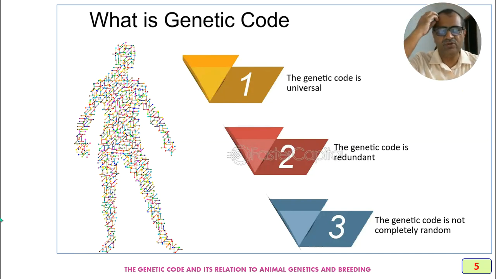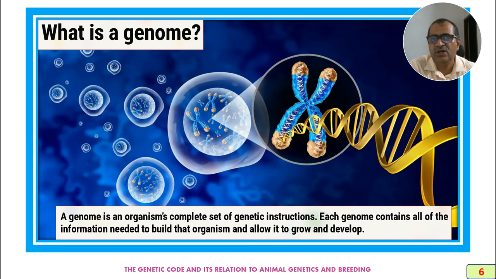It is a universal phenomenon which determines the phenotypic and genotypic characteristics of any living being on this earth, from the smallest virus to the very big mammal, the whale. The genetic code is universal in nature, and it is not completely random in structure. So we need to understand what the genetic codes and traits are. And what is a genome? First of all, we have to understand what a genome is.